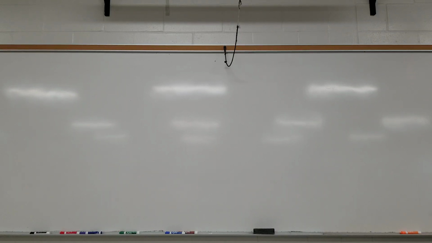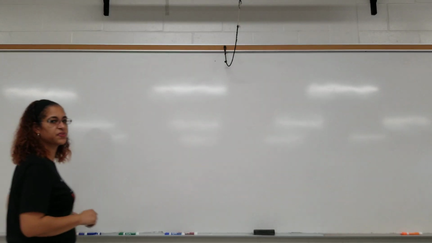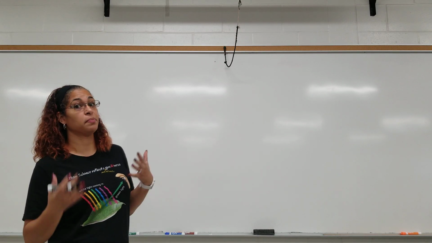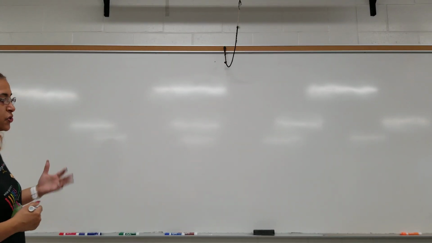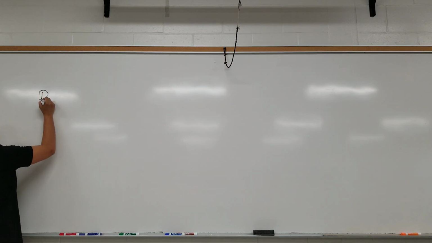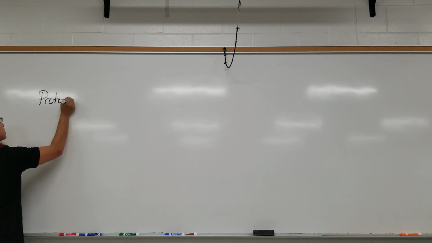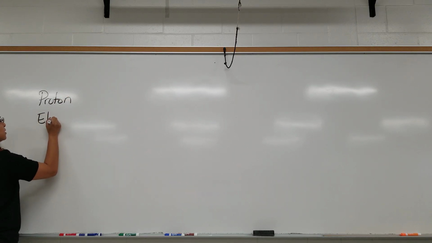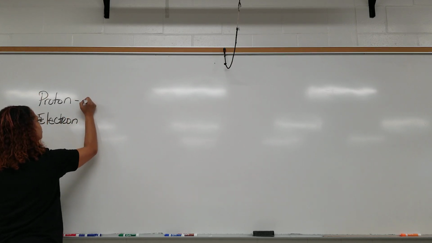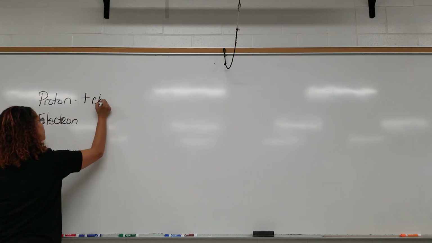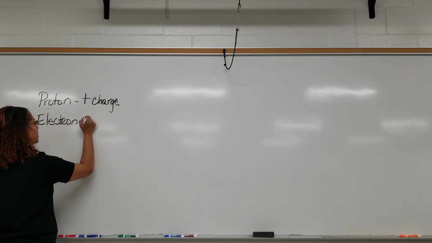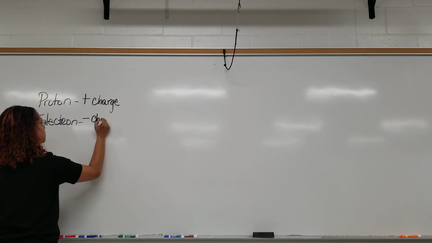Okay everyone, this video is going to be about chemical bonding. This video is a little bit longer than most of the videos because we're talking about a lot in terms of chemical bonding. So first we want to talk a little bit about what a proton and an electron is. A proton is a positively charged particle that is in the nucleus of an atom. So it has a positive charge, and as we discussed before, electrons have a negative charge.